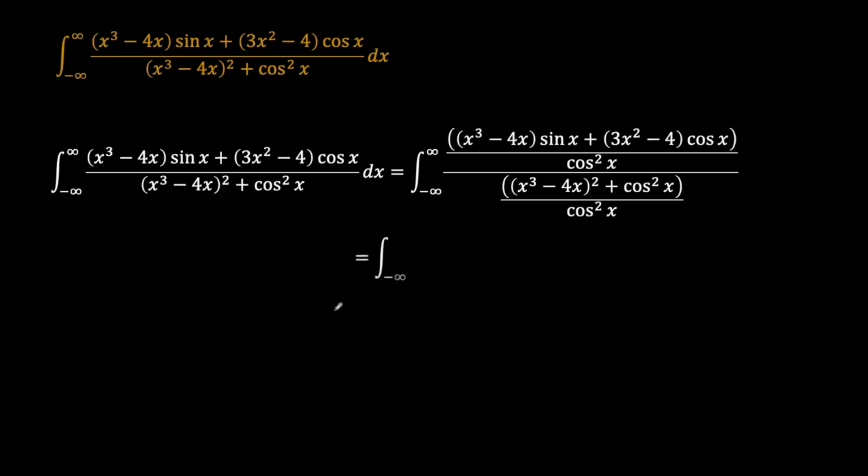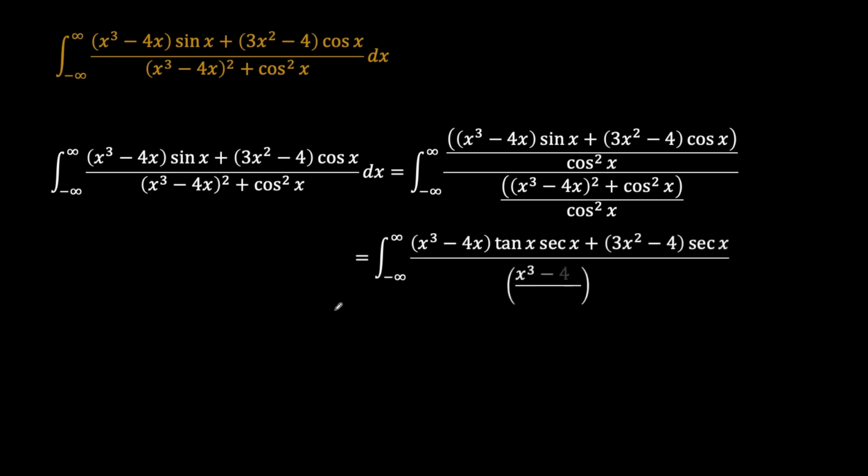But today we'll take a shorter route because we know for sure that the integration of 1 over x squared plus 1 is arctangent of x. So we're going to move towards that direction. So as you can see, after dividing by cosine squared x, now we have (x cubed minus 4x) times tangent x secant x plus (3x squared minus 4) times secant squared x.